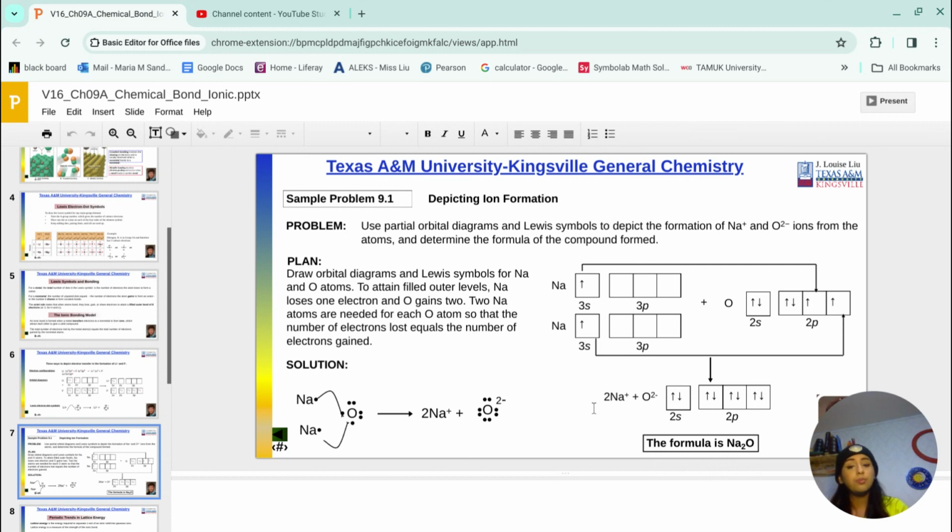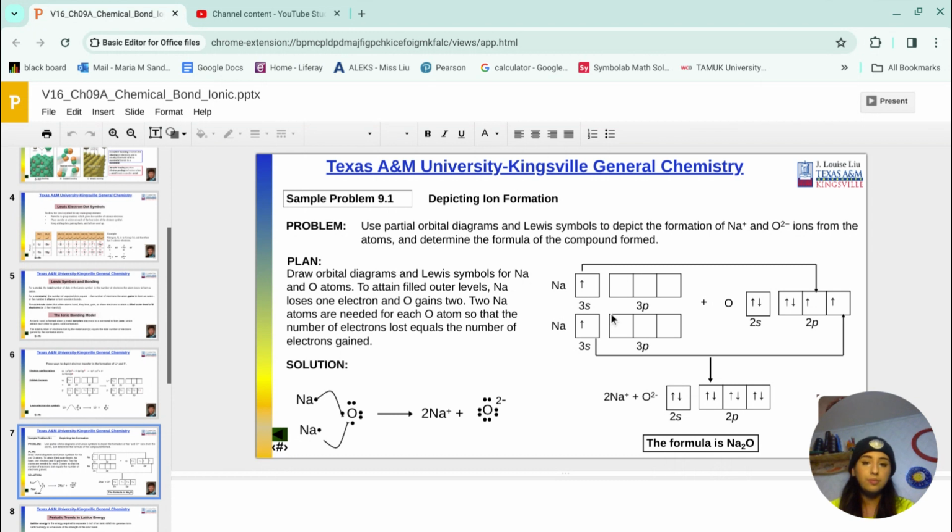2 Na atoms are needed for each O atom so that the number of electrons lost equals the number of electrons gained. So, for our solution, showing our Lewis dot structure down here, we have 2 Nas, and they must lose their electrons, and they're being given to this O, the oxygen. Now the oxygen has 1, 2, 3, 4, 5, 6 outer valence electrons, which gives us 2 Na plus and O with a full shell now, 2 minus.